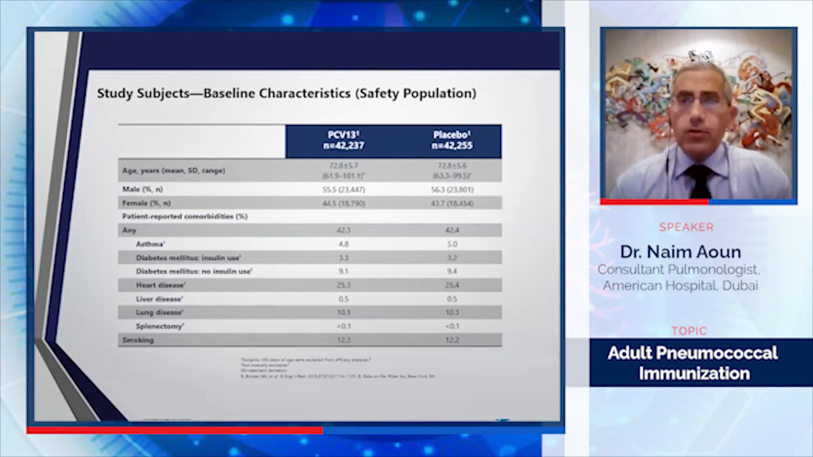At baseline characteristics, as you can see, there was really a matching between the placebo arm and the recipients of the PCV13. It was quite a large study. We're looking at around 42,000 in each arm.